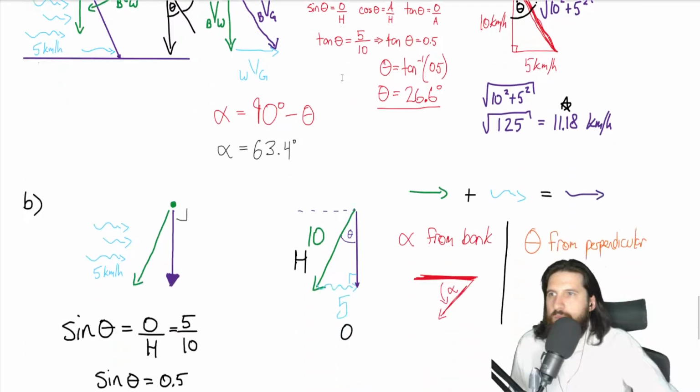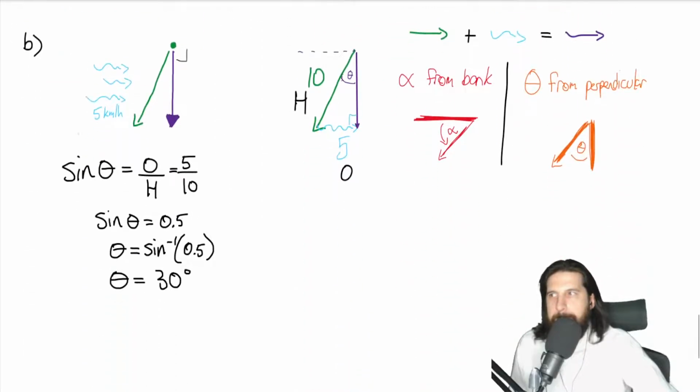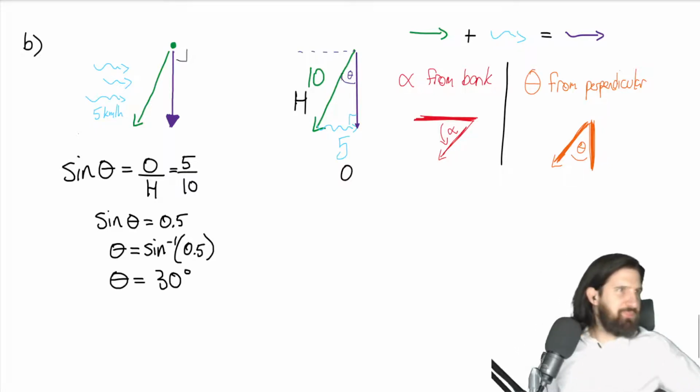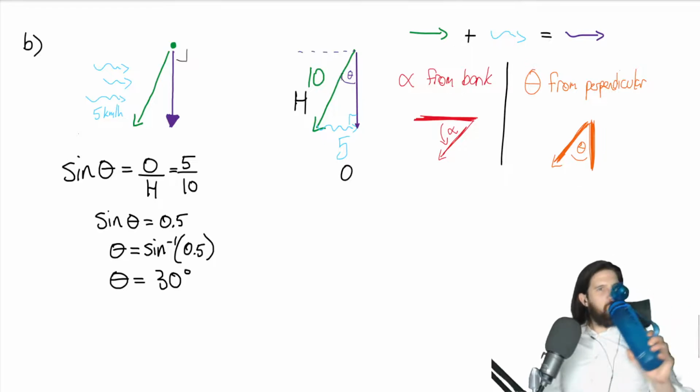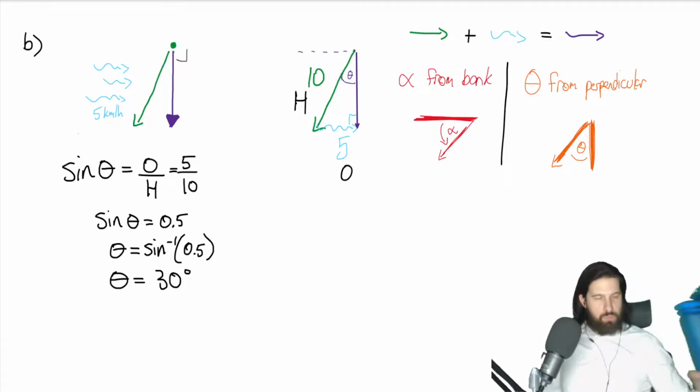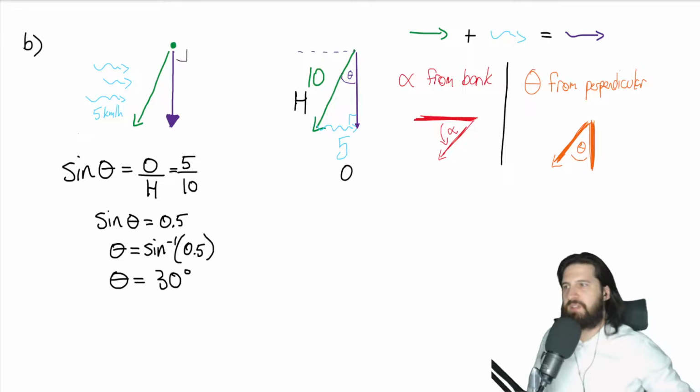Wait, so we got 30 degrees as the answer, right? I don't know, you tell me. Is it? Yeah, that's in my mind. That's the final result. Yeah, exactly. That's the angle that we need to aim, right?